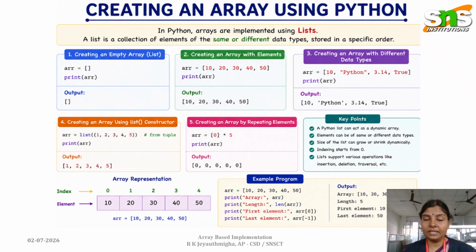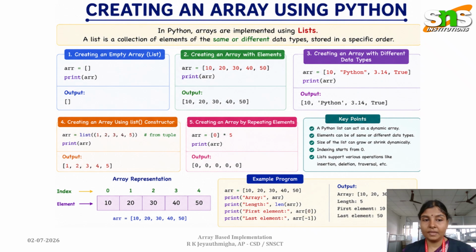And then creating an array with elements. With elements, we need to assign the values directly to an array name. So here we have ARR is equal to 10, 20, 30, 40, 50. Then we print that array. Creating an array with different data types is also possible in Python by having code like this. Array is equal to 10, Python, 3.14, True.